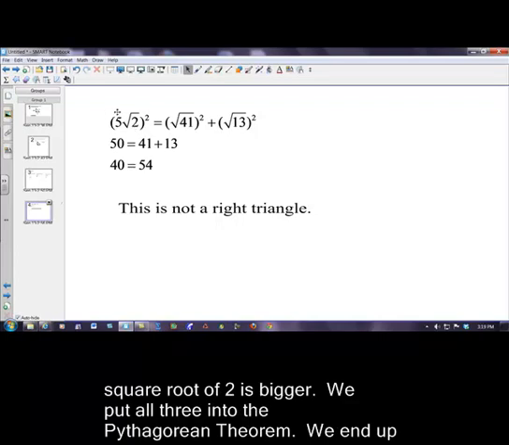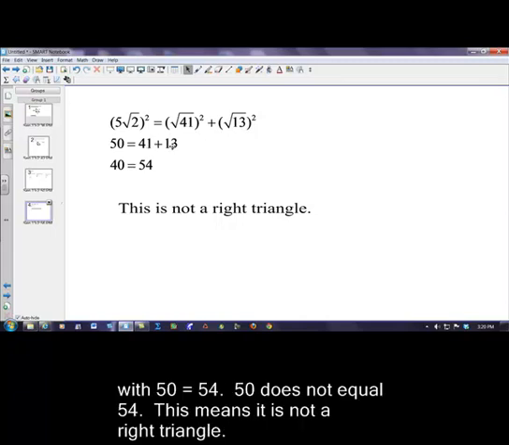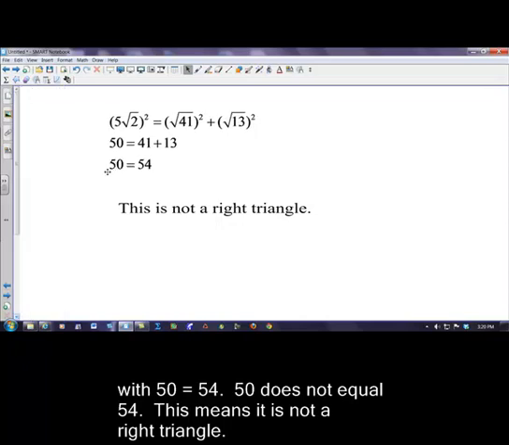I squared 5 square root of 2. 5 squared is 25. Square root of 2 squared is 2, so 25 times 2 is 50. Each of these come out of the radical when you square them. So this would be 41 plus 13. 54, and actually that's a typo. Let's fix that. 50 would equal 54 if this were a right triangle. Since 50 does not equal 54, this is not a right triangle.